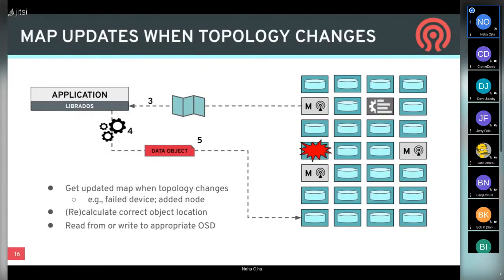Now, the next question is what happens when the map that I said earlier is shared with the application and the topology of the cluster changes? In that case, there's a periodic exchange of these maps from the monitors to the application. So once there is a node failure, or the topology has changed because you've added or removed nodes, et cetera, these new maps get propagated to the application, and then this calculation step happens again, and we deterministically figure out which OSD to read and write your data from.